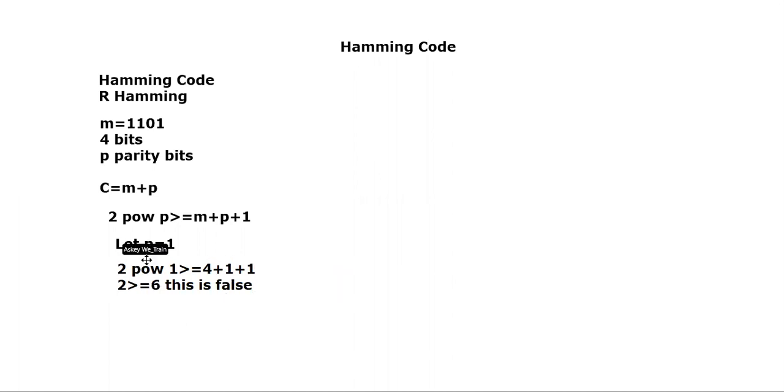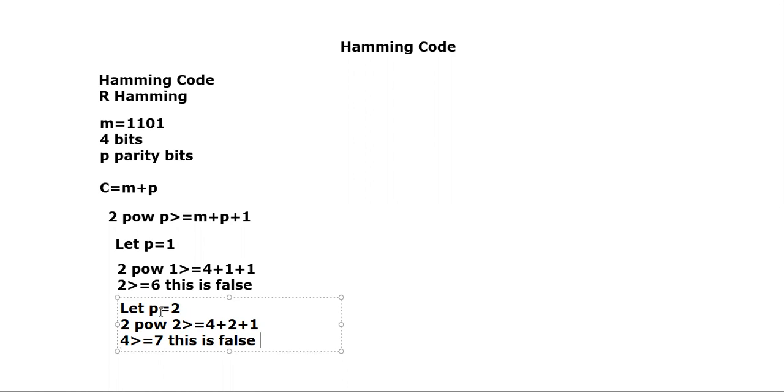Similarly, let us try with p equals 2. Substituting in the given formula, it becomes 2 power 2 should be greater than or equal to m, which is 4, plus p, which is 2, plus 1. We know that 2 power 2 is 4, and 4 plus 2 is 6, 6 plus 1 is 7. So again, this is false, and p cannot be 2.